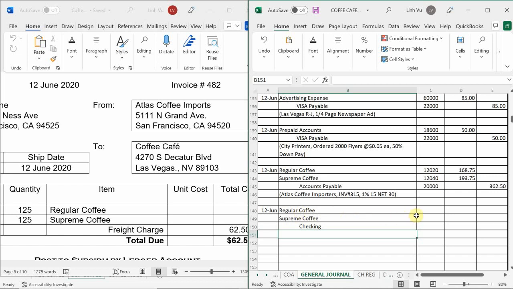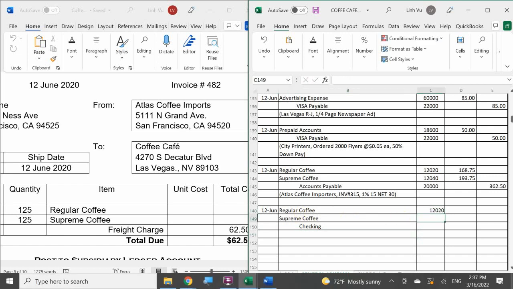So regular coffee was $12,020, Supreme $12,040. Now in this case, my grand total came out to be $62.50. So how am I going to split the freight? You divide it in two because I got an even amount of pounds, and shipping is based on weight. I have 125 pounds of regular and 125 pounds of Supreme. So I'm going to take my $62.50 and divide it by 2.